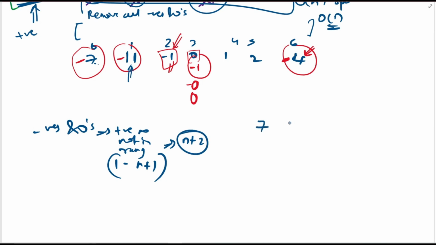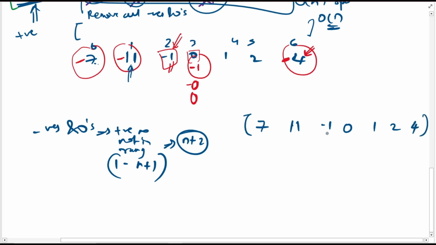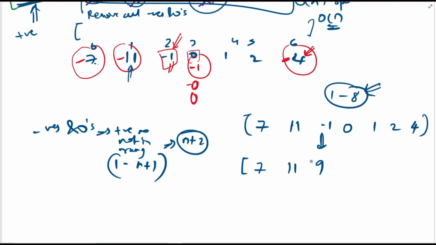So I have 7, 11, minus 1, 0, 1, 2, 4. Let's pre-process this array first. I will get 7, 11, this is negative so just put maybe 9, because our range is 1 to 8, only these numbers would go missing. 9, then again 9, correct? So for these two, and 1 to 4. Now do this approach. What 7 will do is make this guy negative. I will just put indices, so 0, 1, 2, 3, 4, 5, 6.